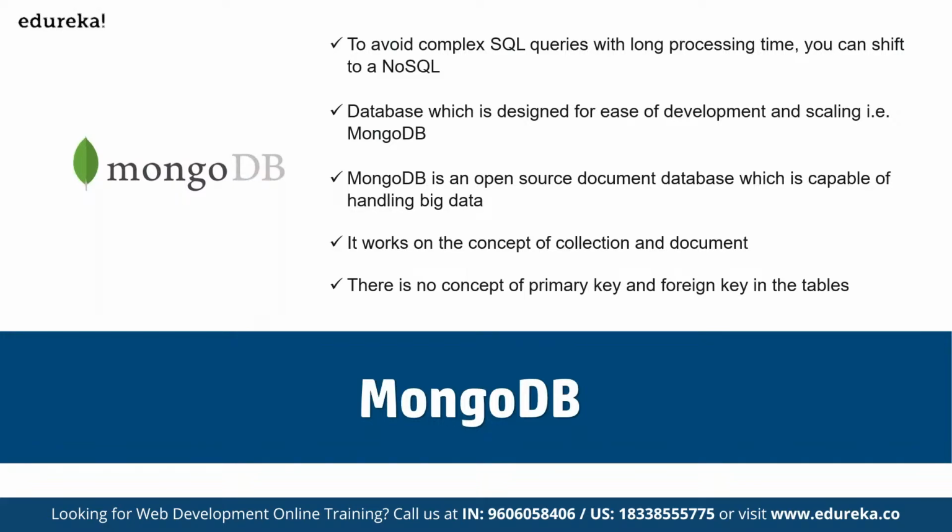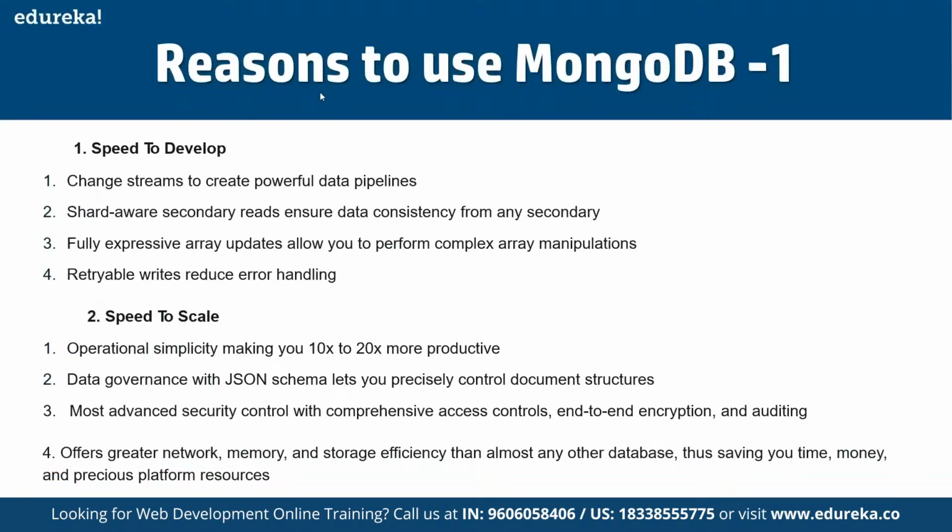MongoDB is well suited in situations like scaling out, caching, and areas where high volume traffic plays an important role. There are multiple reasons for choosing MongoDB. Among its features, we can use change streams to create powerful data pipelines. We can define shard-aware secondary reads, ensuring data consistency from any secondary. It allows fully expressive array updates, which allows us to perform complex array manipulations. And it offers retriable writes, which reduces the error handling as well.